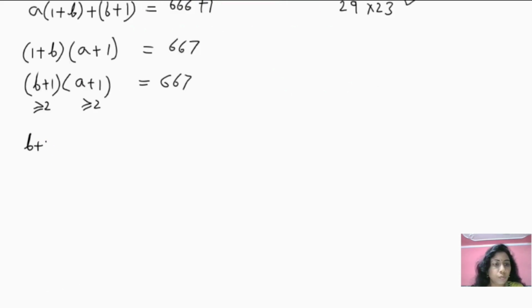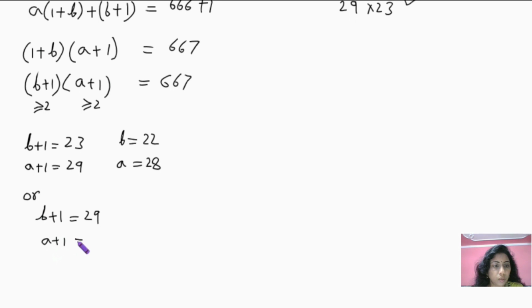So b + 1 = 23 and a + 1 = 29. Then b = 23 - 1 = 22, and a = 29 - 1 = 28. And the second choice: if b + 1 is 29 and a + 1 equals 23, then b is 28 and a is 22.